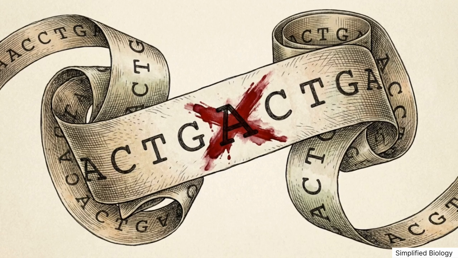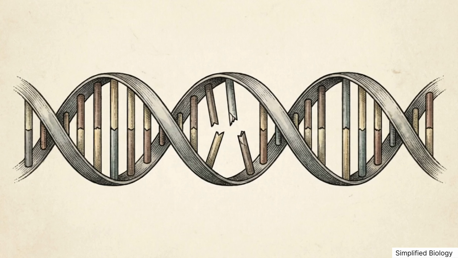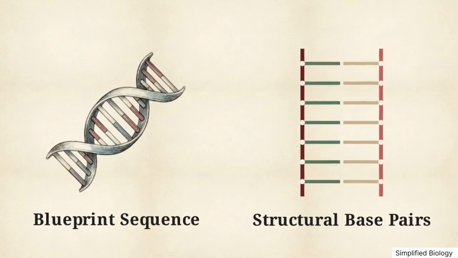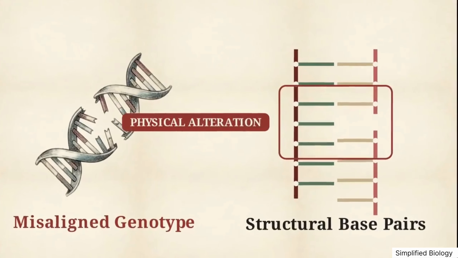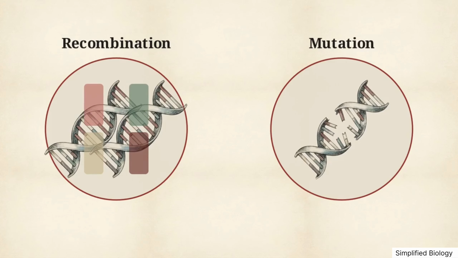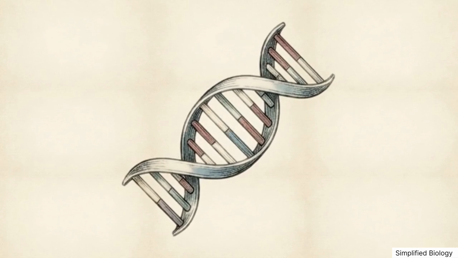Because the blueprint dictates the build, any macro-level deviation in physical traits must originate from an explicit physical error located somewhere within the genetic sequence. In biology, this specific type of structural error has a precise name: a mutation. A mutation is a literal physical alteration to a previously established sequence of DNA. Alongside the process of genetic recombination, mutations serve as a primary driver of variation within DNA.